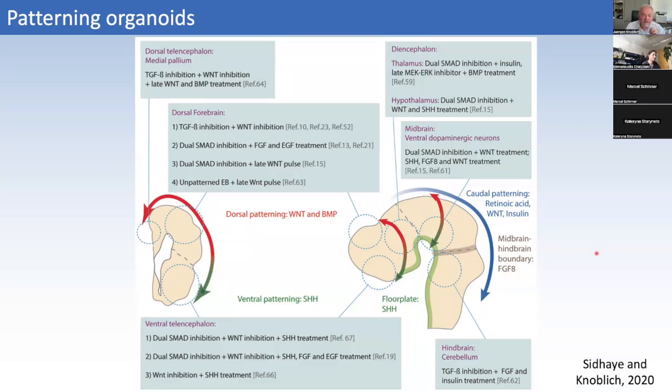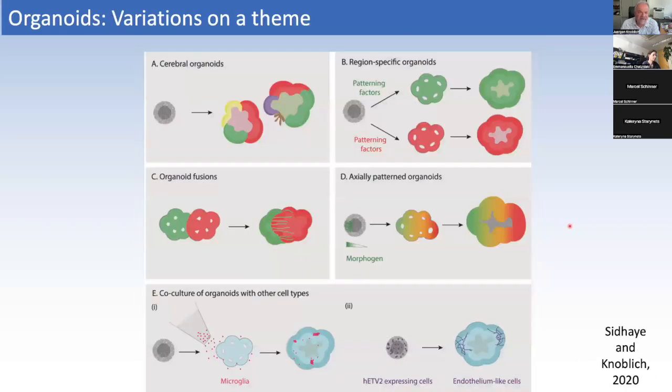In organoid protocols, the endogenous signaling pathways are recapitulated, and this is the basic principle that's underlying all these different cocktails of growth factors that are used to generate different organoid types. So we can model basically any part of the human brain, but there are even more complex technologies.